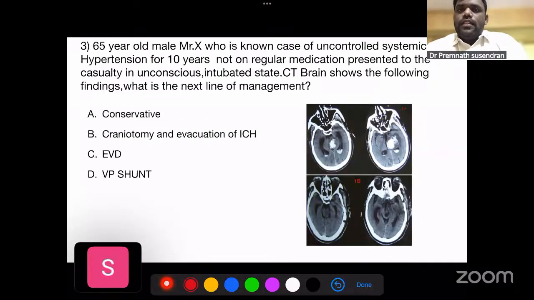Next, the third question. A 65-year-old male, Mr. X, who is a known case of uncontrolled systemic hypertension for 10 years and not on regular medication, presents to the casualty in an unconscious and intubated state. The CT brain shows the following findings. So what is the next line of management?